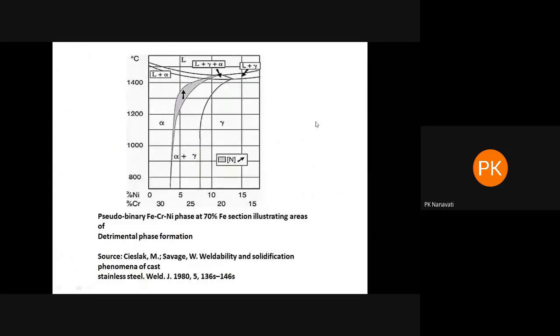Now, what is more special with duplex stainless steel? There is the presence of nitrogen. So this nitrogen is a strong austenite former. So what does it do?